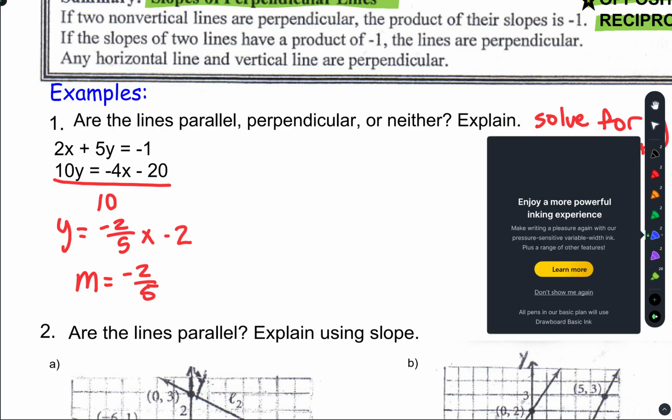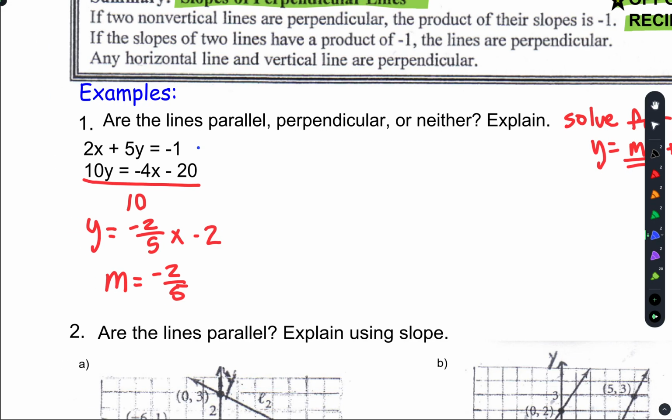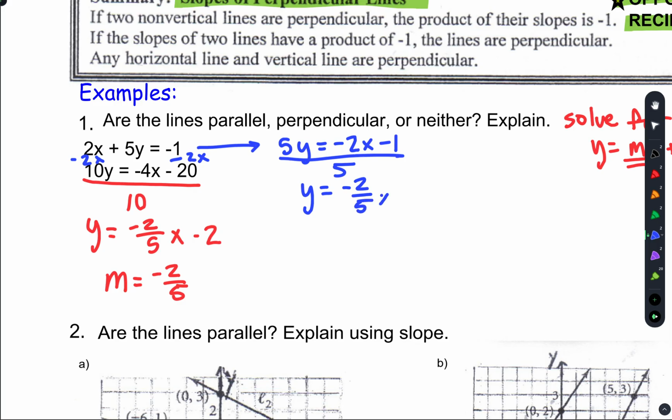I'm going to do the same thing for my other line as well. For this line, I have to first subtract 2x to get that to the other side, and then divide everything by 5 to get y equals negative 2/5 x minus 1/5. The slope of this line is negative 2/5. So are these lines parallel, perpendicular, or neither? They're parallel. Their slopes are the same.